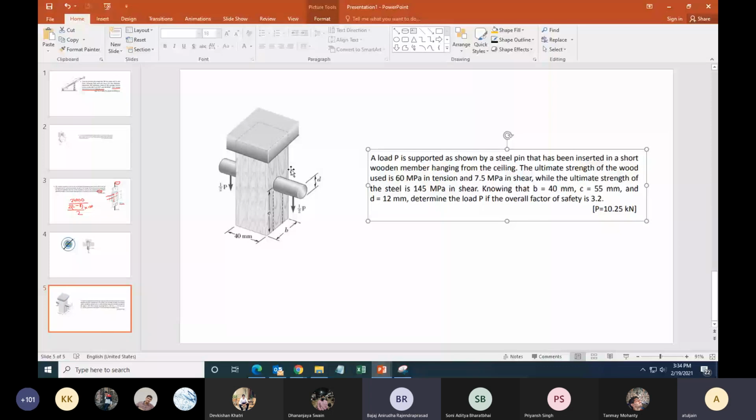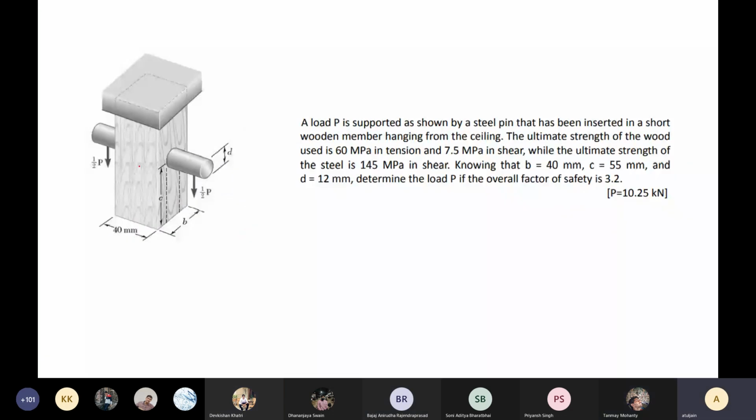So it is tension in the wooden block, sir. A wooden block may break, so it is tension in the wooden block. For that, what surface area do we have to take? 40B.